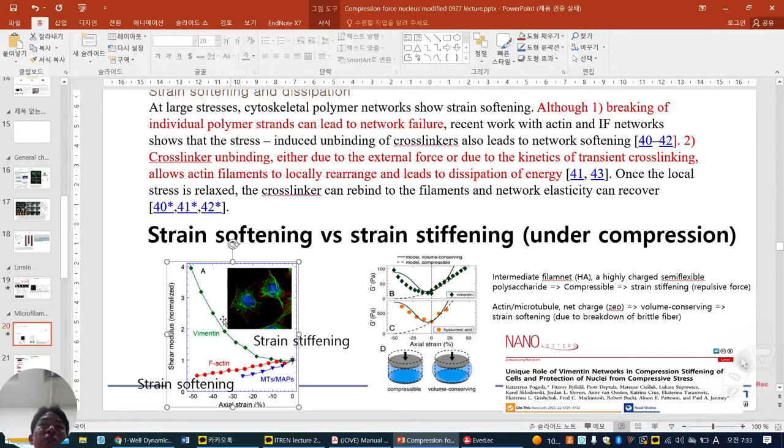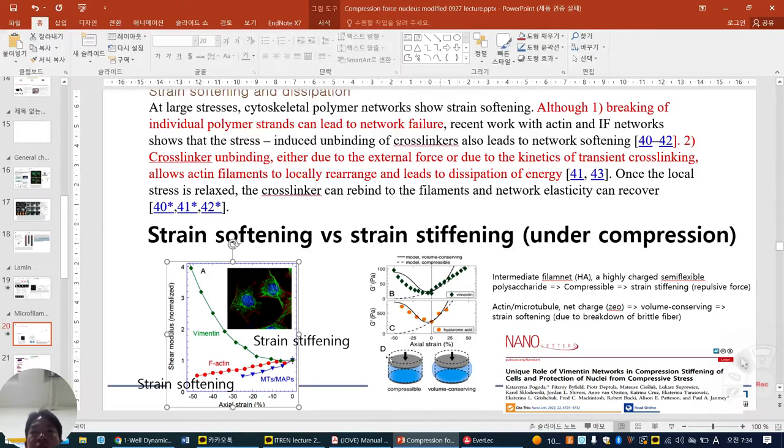Okay? So this is some beauty of the intermediate filament, and the role of the intermediate filament. We can call this decrease of stiffness along with the compression force strain softening. Strain is when they are stretched or compressed, in any direction, the height is changed, we can call it strain. But the minus sign actually depends on the researcher. Here, the minus means compressed. So this is compression strain softening, and this is compression strain stiffening. So this is called strain softening. This is called strain stiffening.